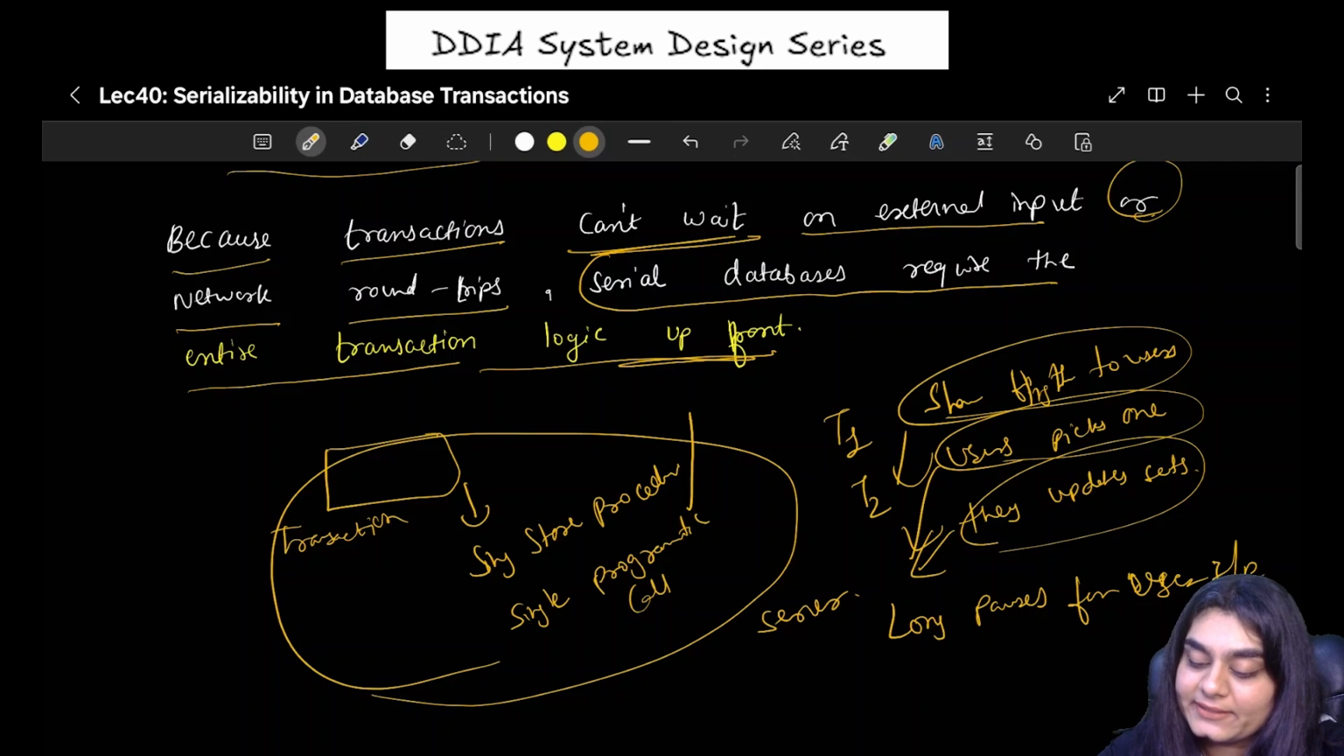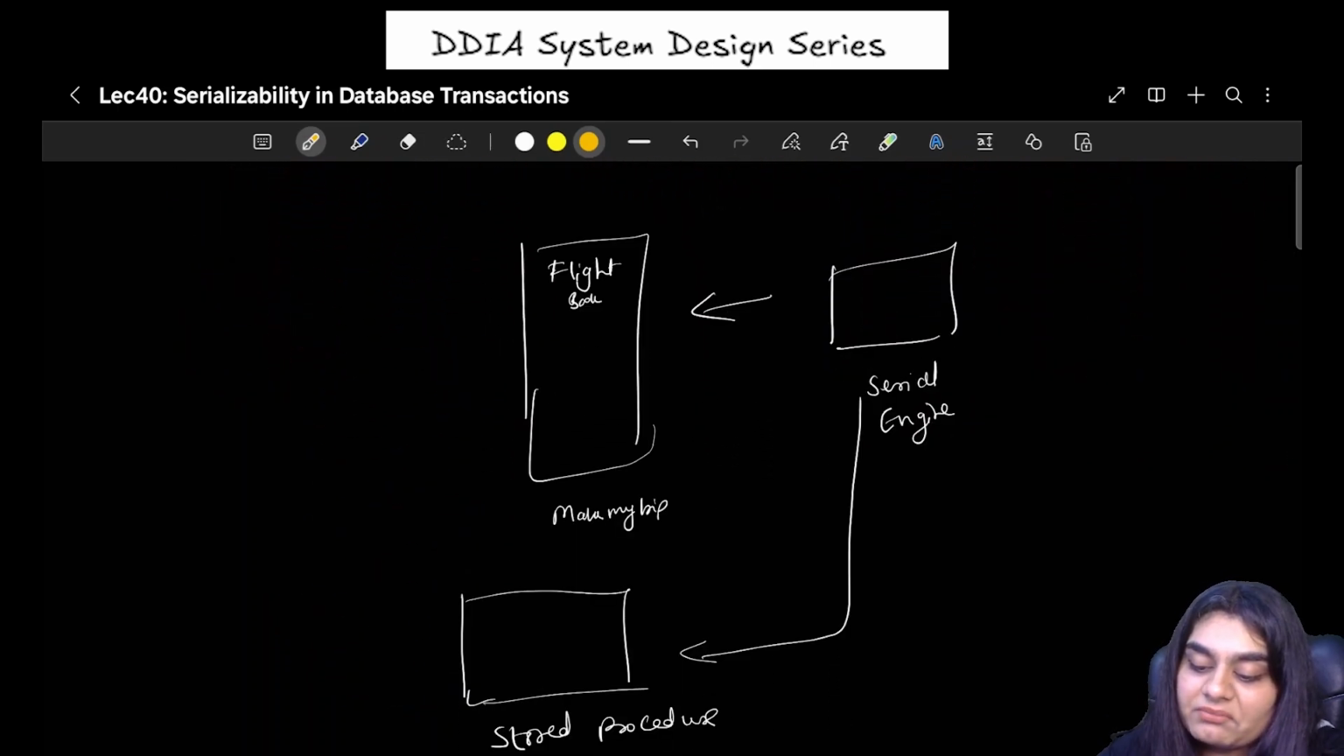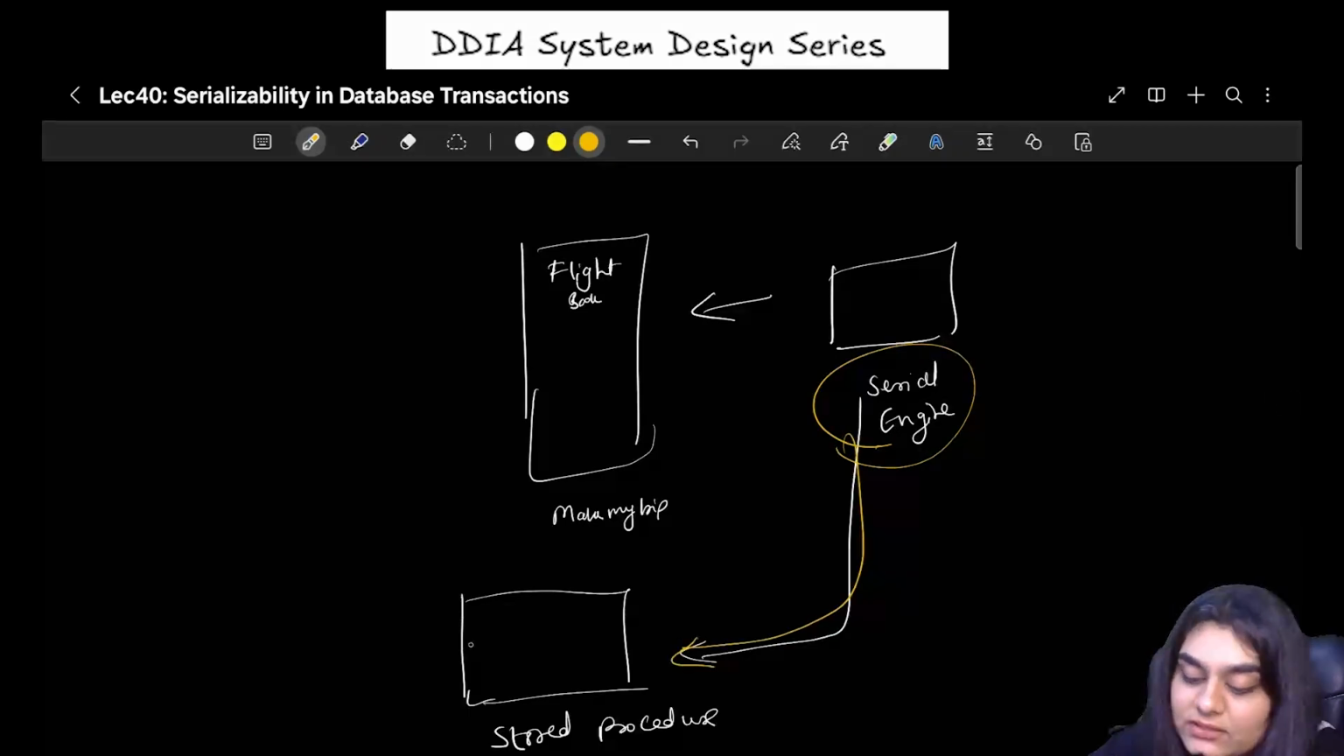Let's understand this by taking an example. Suppose you are using MakeMyTrip to book a flight. A serial engine will run one stored procedure that checks the seat availability and updates the seat inventory in one go.